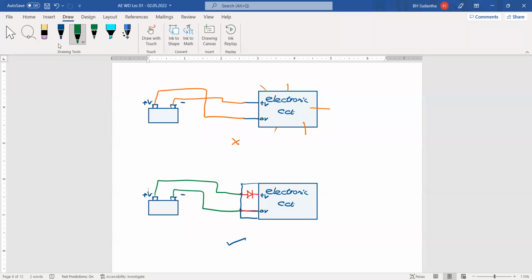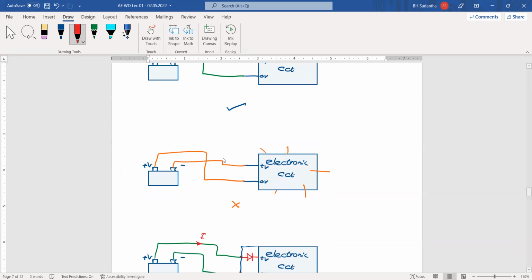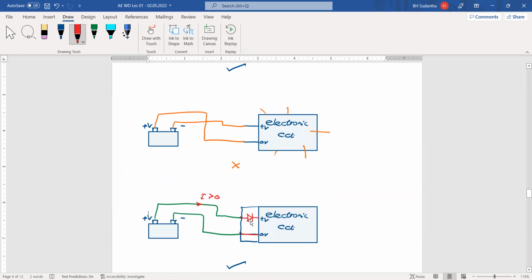Then if you do like this, what will happen? Then the current is okay. Then current is having some kind of value. Here also the current can go, creating the same situation. But the only thing is, across the diode, 0.7 volt will be dropped. Otherwise, there is no problem.